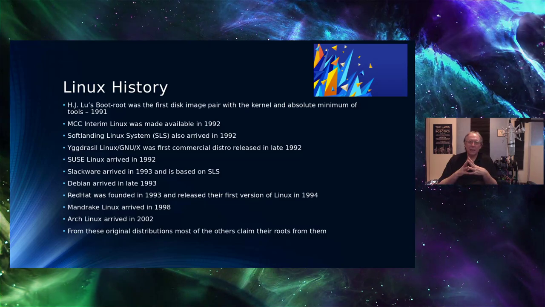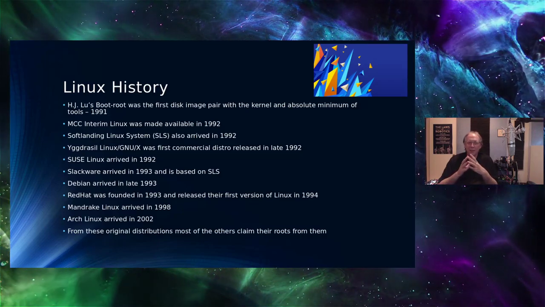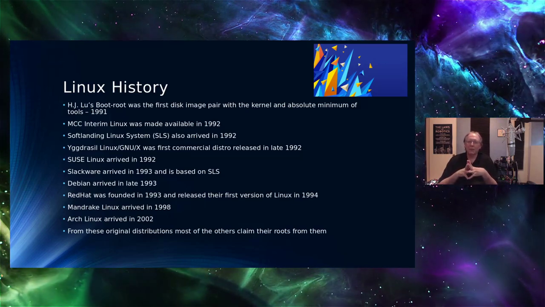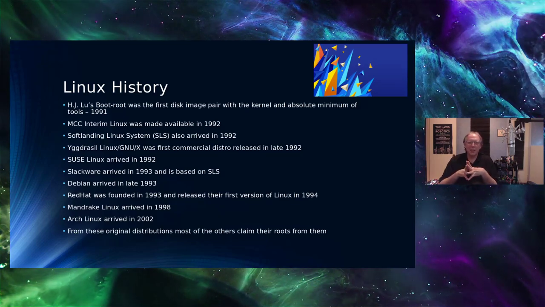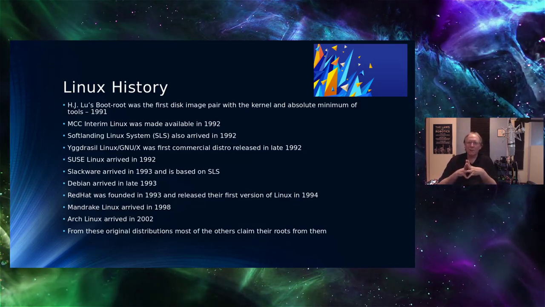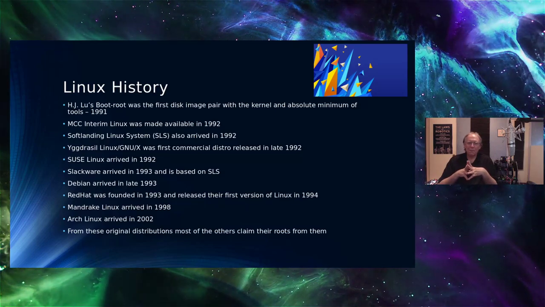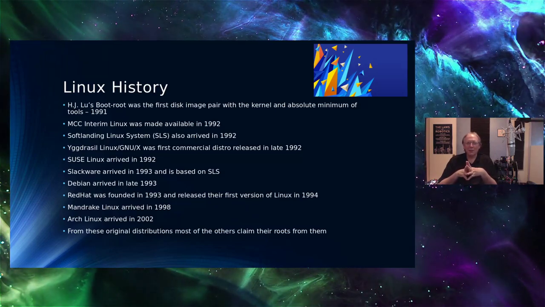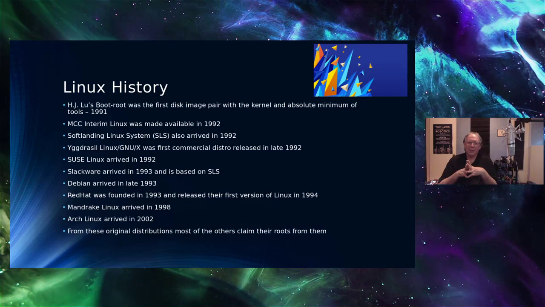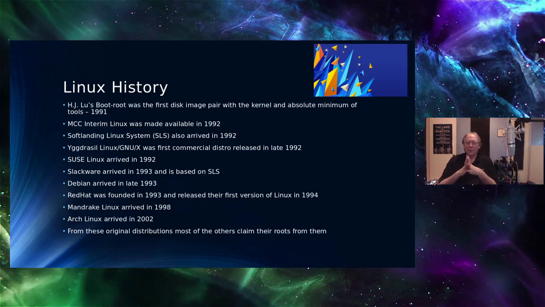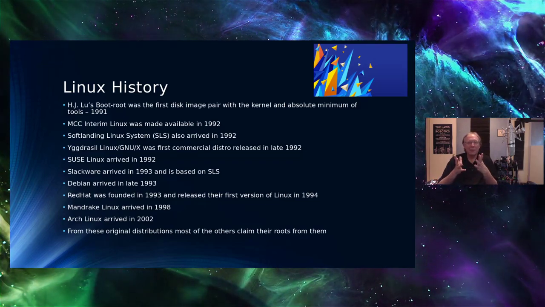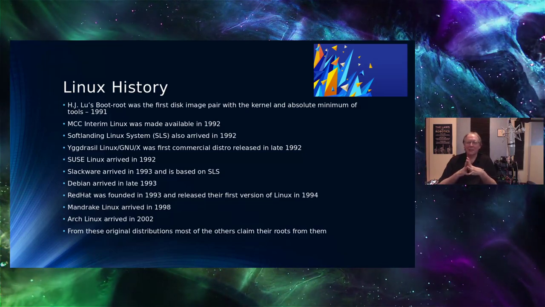Soft Landing Linux System, SLS, arrived in 1992. And Yggdrasil, Linux GNU and X, was the first commercial distribution, released late in 1992. I think it was in December. I am going to include SUSE Linux in this because, yes, they're derived from SLS, but I think they're unique enough to be included on their own today. They have a lot of different things in their releases that are not the same as when they originally started. So I included them here. They are a founder, as far as I'm concerned. Maybe you disagree, but that's fine. We can always agree to disagree.